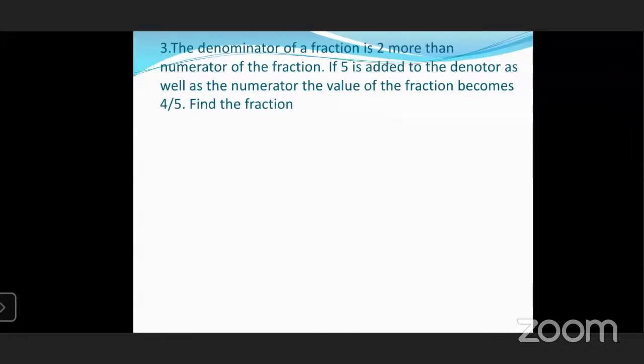Now, this is a slightly difficult question. The denominator of a fraction is 2 more than the numerator of a fraction. If 5 is added to the denominator as well as the numerator, the value of the fraction becomes 4 upon 5. Find the fraction. Now, the denominator of a fraction is 2 more than the numerator of a fraction. Fraction में एक होता है numerator, एक होता है denominator. Numerator which is on the top, denominator which is on the down.